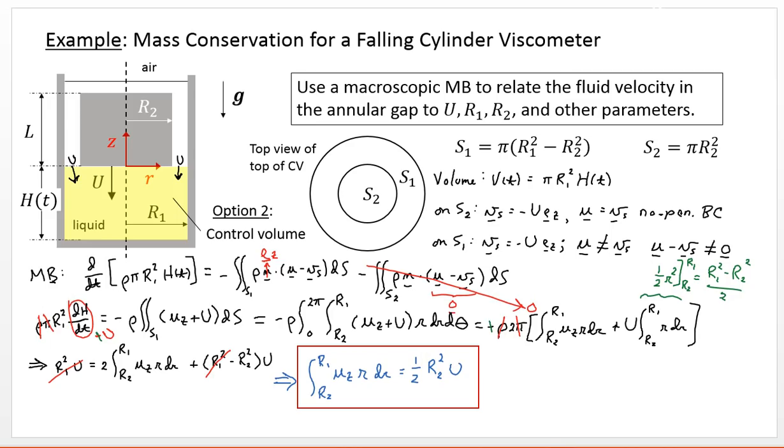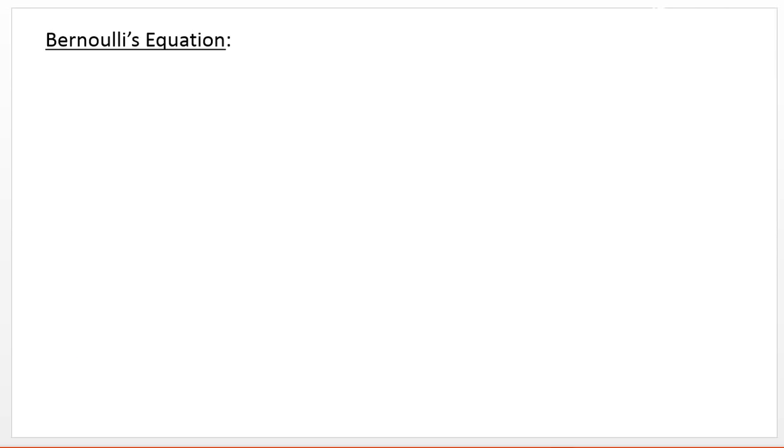All right, so that concludes the examples of the macroscopic mass balance, or applying the integral conservation of mass. We'll go over an example with integral conservation of momentum as well in the next lecture. But for now, there's one additional equation that's often helpful in systems where we apply these macroscopic mass and momentum balances. And it's known as Bernoulli's equation.